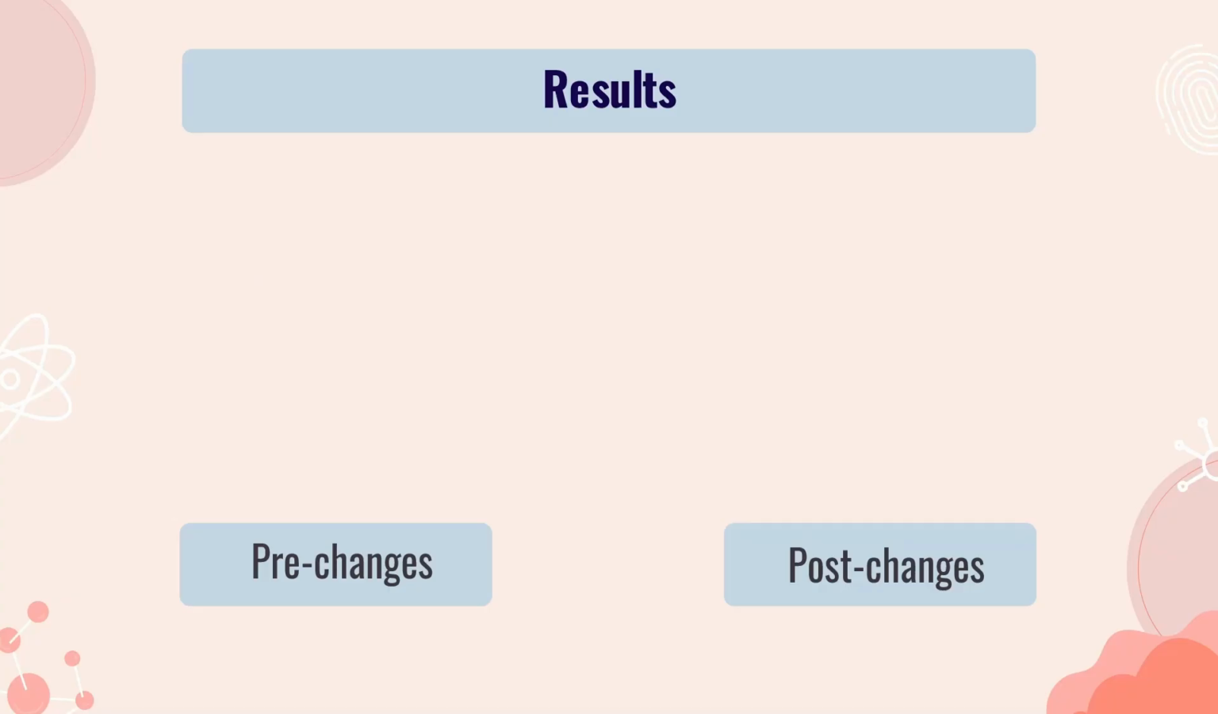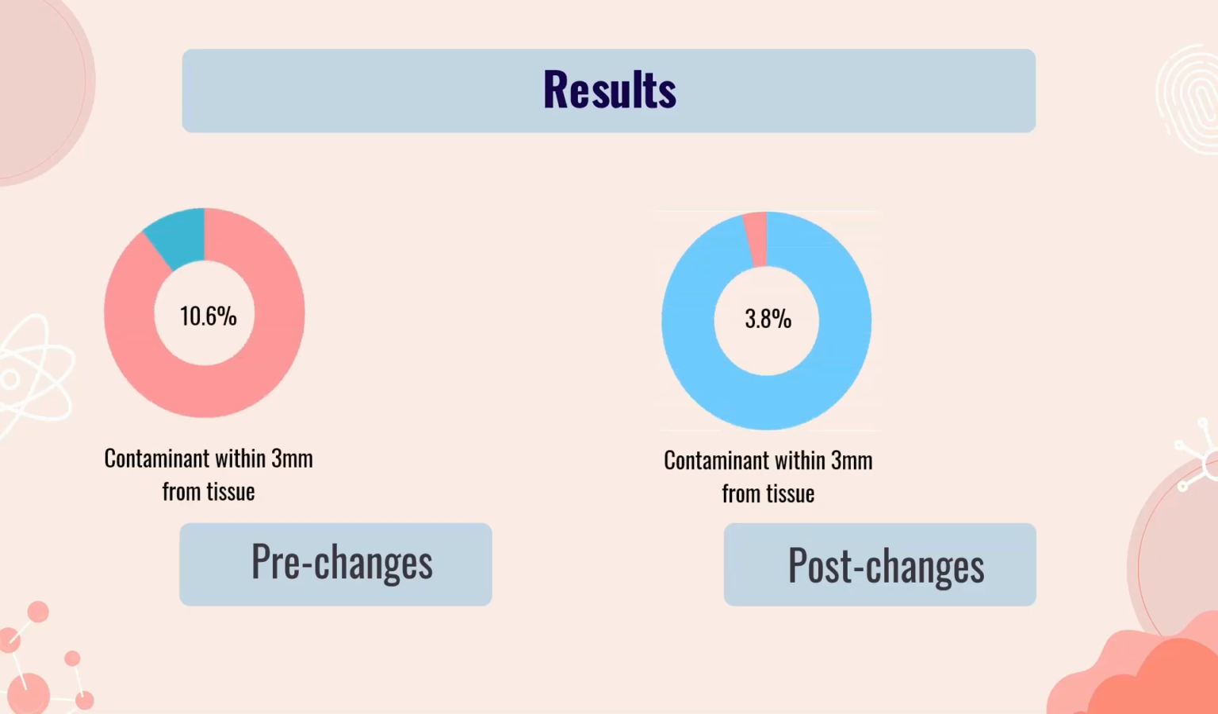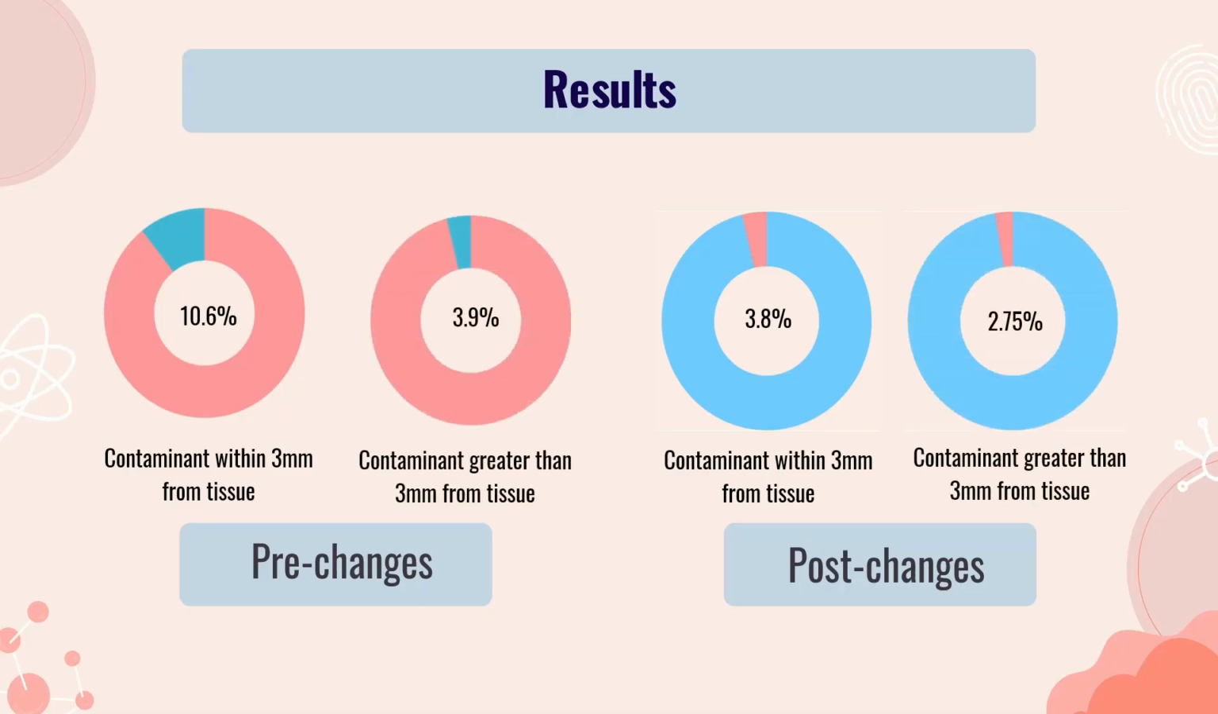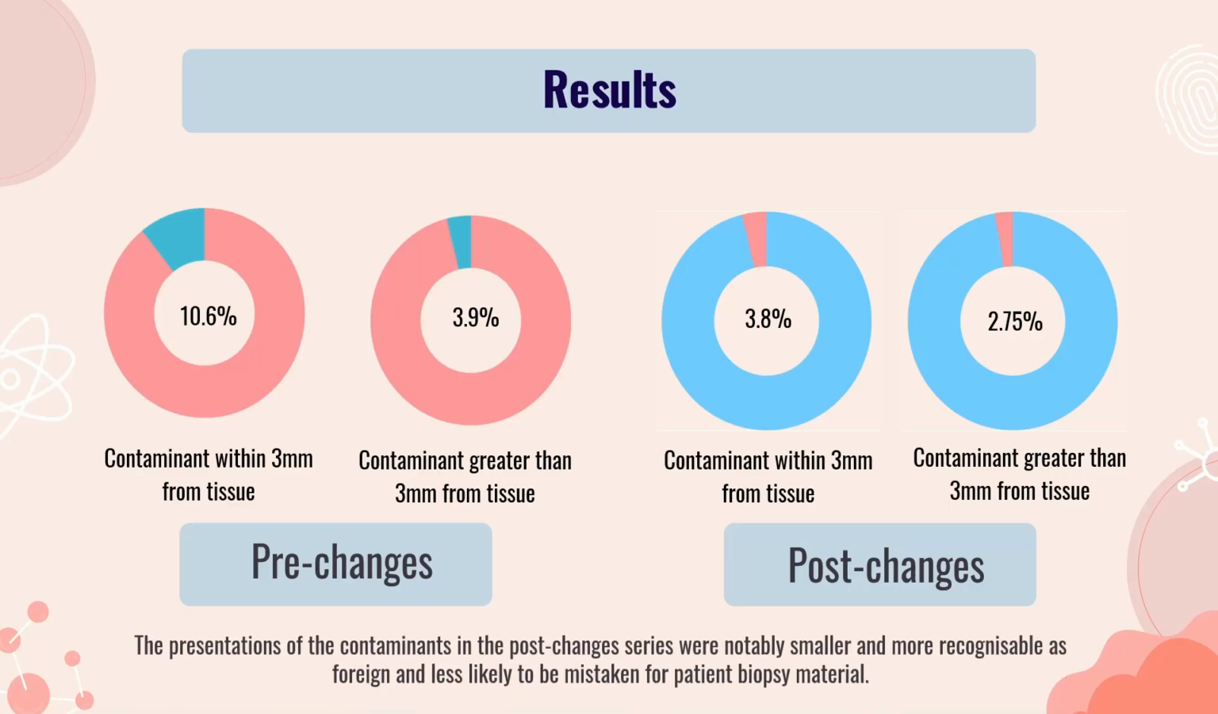Here are some results from the study. The authors found that the incidence rate for contaminants present within 3 mm from the main tissue decreased drastically from 10.6% to 3.8%, while the incidence rate of contaminants greater than 3 mm from the main tissue decreased slightly from 3.9% to 2.75%. Additionally, the authors also noted that the contaminants were noticeably smaller and more recognizable as foreign after the changes were implemented.